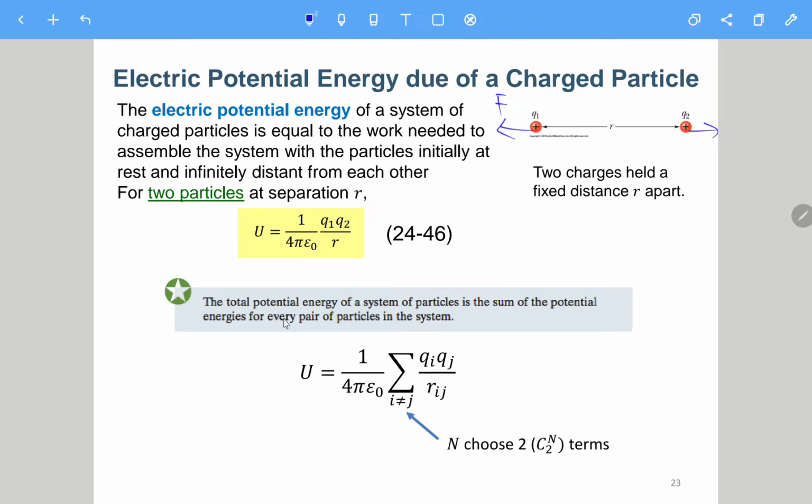And if there is a system with more than two charges, then the total potential energy of the system of particles is the sum of the potential energy for every pair of particles in the system. So the expression looks like this. This is U, the total potential energy, equals K times this summation.